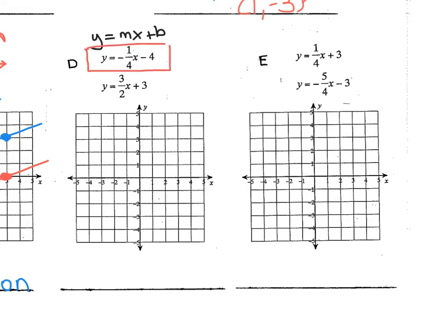The first line I'm going to graph in red, and b is -4. So go ahead and place your point at -4. The slope is -1/4, so we're going to go down 1 and right 4.